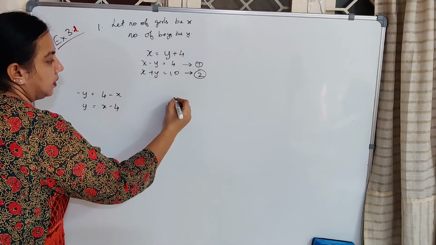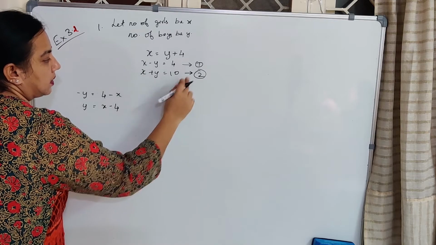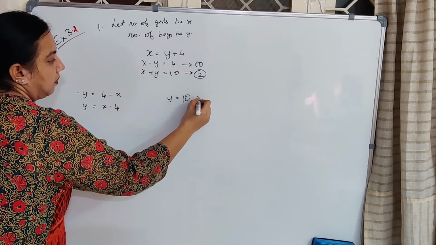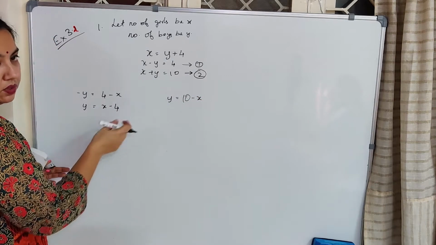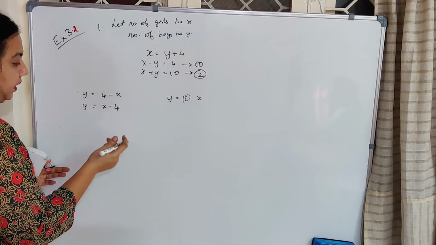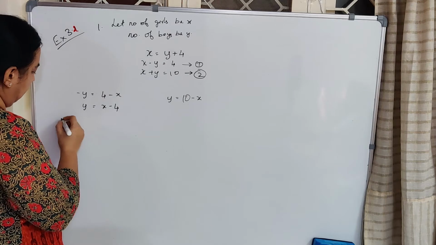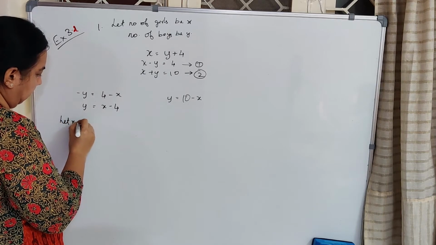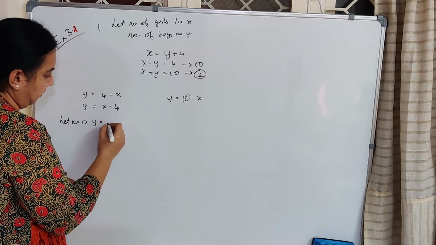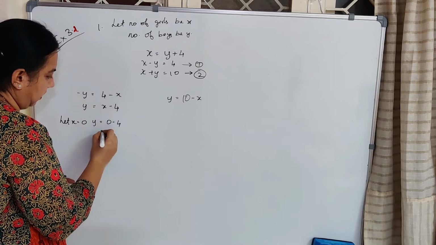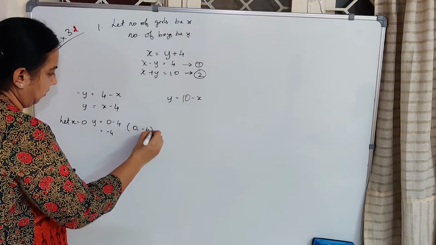And the second equation here, I am keeping y alone, taking x to the other side: y is equal to 10 minus x. Okay. So I have y on the left hand side, so I can solve it graphically now. For various values of x, when I let x is equal to 0, then y's value becomes 0 minus 4, so it is minus 4. The point we have is 0 comma minus 4.